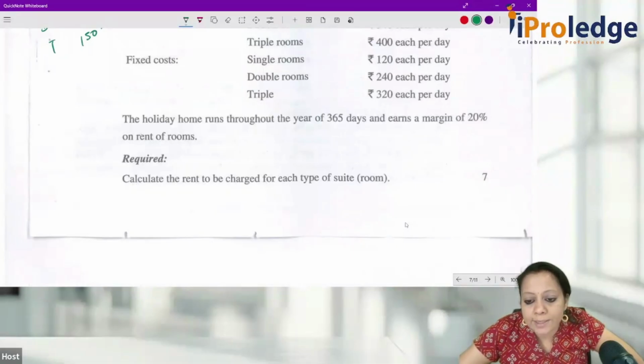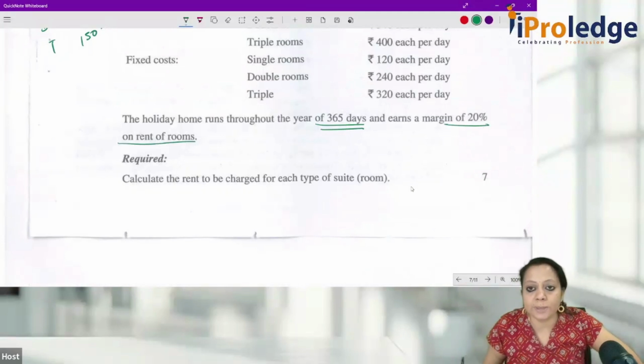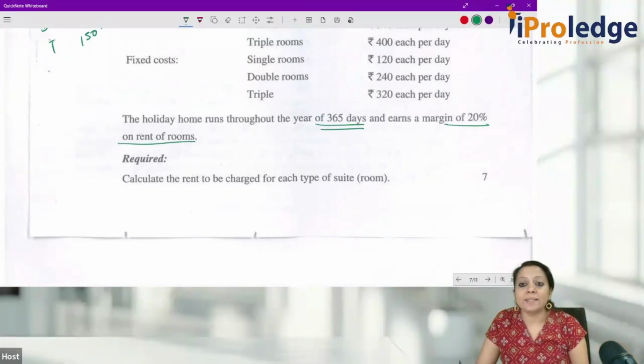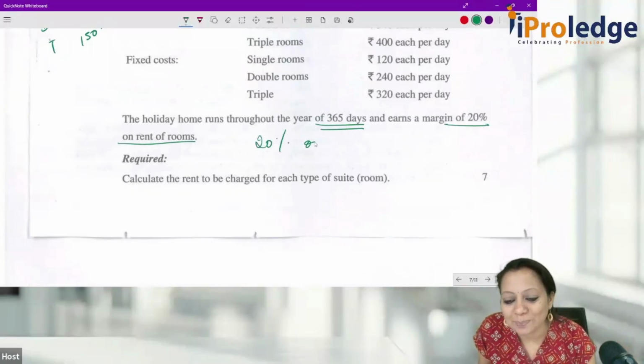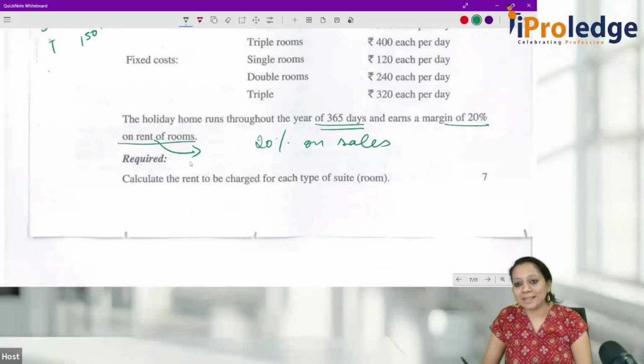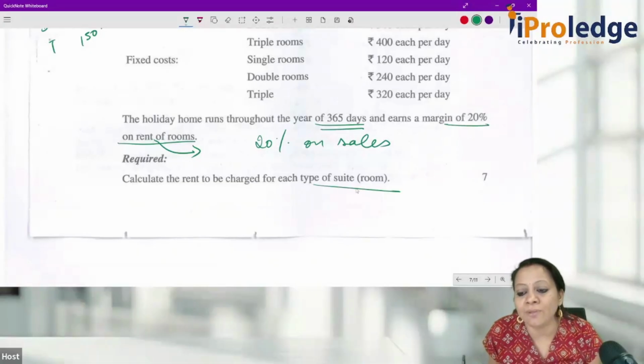The holiday home runs throughout the year of 365 days and earns a margin of 20% on rent of rooms. 20% on rent of rooms means 20% on sales or on cost? 20% on sales, my dear. Why? Because for a holiday home, rent is a sales, for them rent is a revenue, right? So calculate the rent to be charged for each type of room.